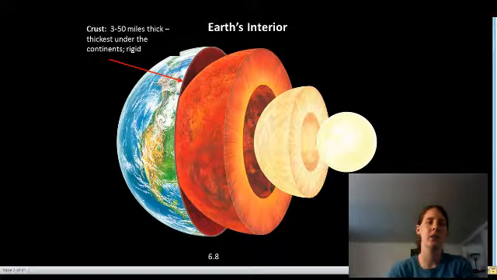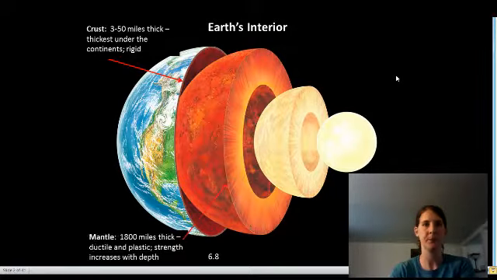So starting from the surface and working our way in, the Earth's outer material is called the crust. And the crust is anywhere from 3 to 50 miles thick, thinnest under oceanic plates and thickest under continents, and is extremely rigid material.